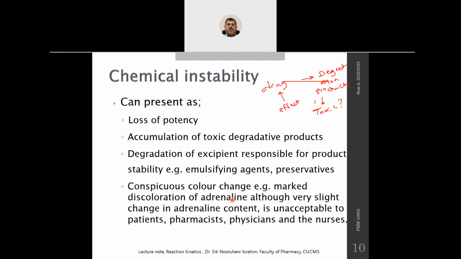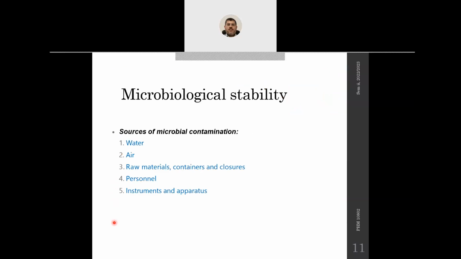There may be some color change, for example, like what we see in adrenaline. Even if there is little change in the content, it gives a different color, which is not acceptable to physicians, pharmacists, and nurses. So usually the adrenaline expiry date will be based on the change in physical property, even if the content did not change too much. Okay. Microbiological stability, as we mentioned, is the change in sterility or microbial growth in the product.